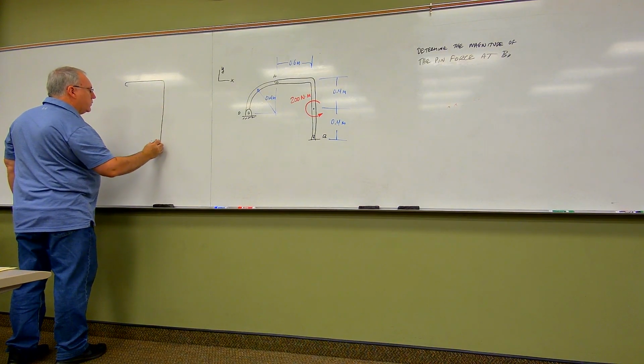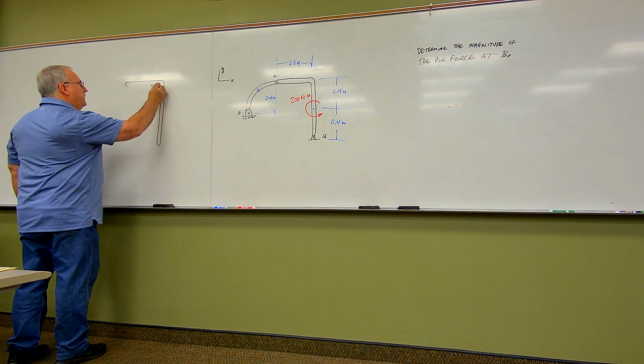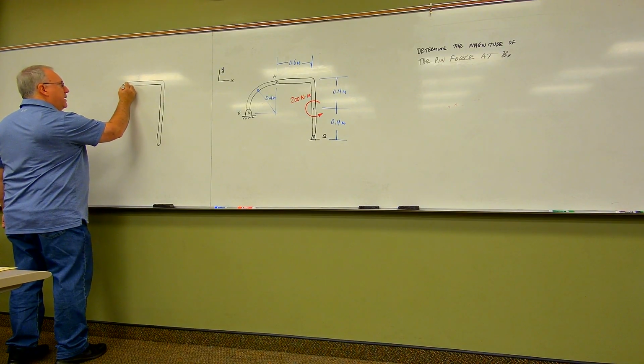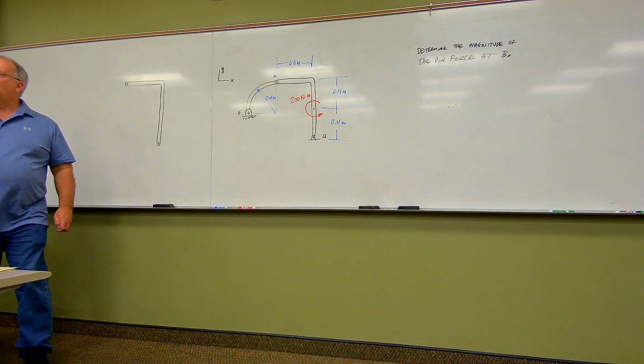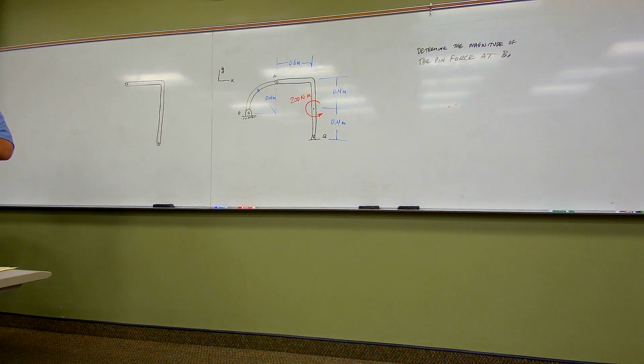In fact, here's something worth thinking about, folks. If you didn't recognize that member OA was a 2-force member, does that doom you to not being able to solve the problem? Not at all. All it means is you've got one more unknown than you would otherwise have, which means you've got to write an extra free body diagram to solve the problem, right? We still solve it, it's just more work.